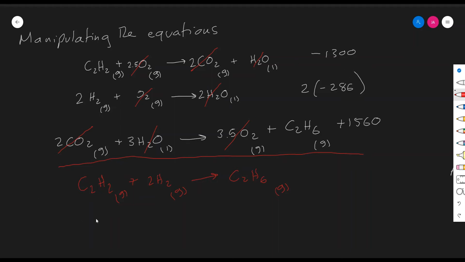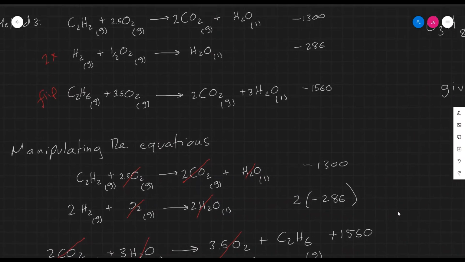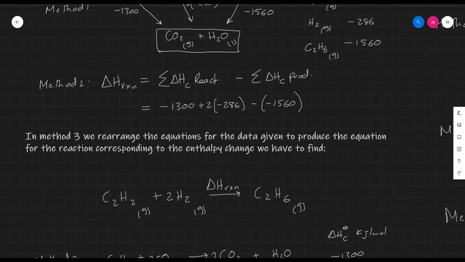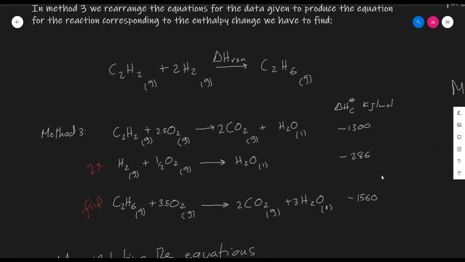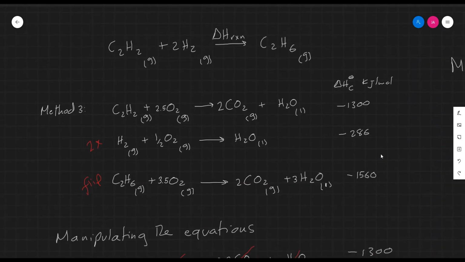Thus, the delta H of this reaction would equal negative 1,300 plus 2 times negative 286 plus 1,560, which is the exact same answer as that derived using methods 1 and 2 over here, which was negative 1,300 plus 2 times negative 286 plus, since these two negatives multiplied would form a positive sign, thus plus 1,560. And this is how you manipulate equations to calculate the enthalpy change of a reaction.